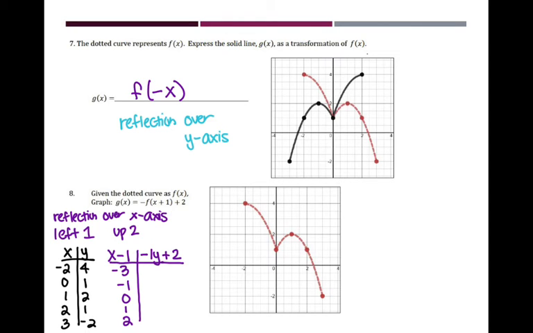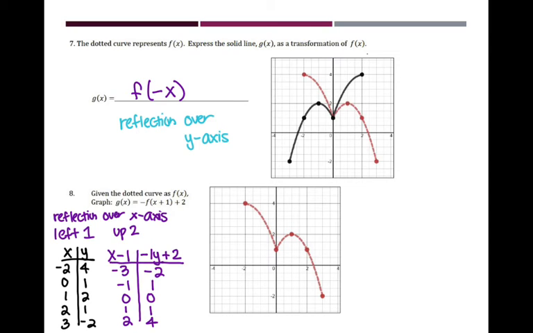And then for my y's, I'm going to start by multiplying by negative 1 and then adding 2. So that's negative 4 plus 2, negative 1 plus 2, negative 2 plus 2, negative 1 plus 2, and then finally this becomes positive 2 plus 2, and there's your last point.